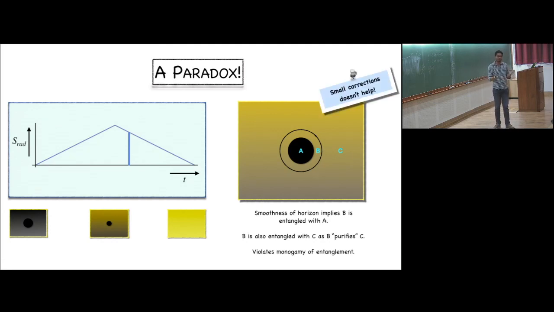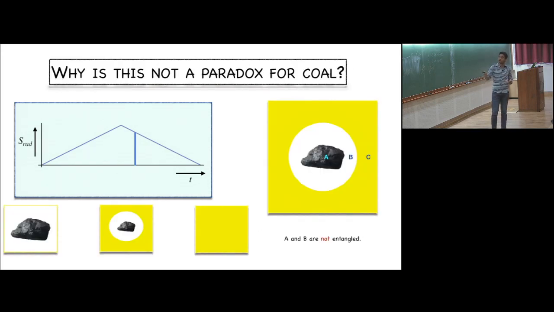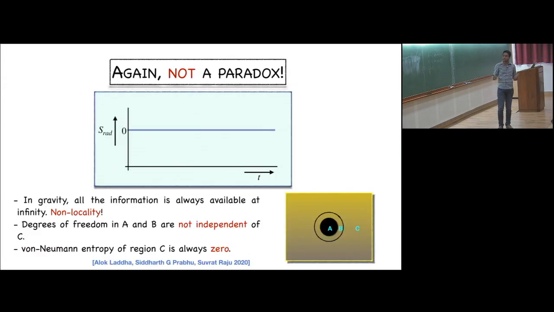And in fact, small corrections are not going to help us. It's an order 1 paradox. And this is really the not so naive version of the paradox. Note that this is not a paradox for the coal, because there is no constraint of smoothness of horizon in the case of coal. So A and B need not be entangled.